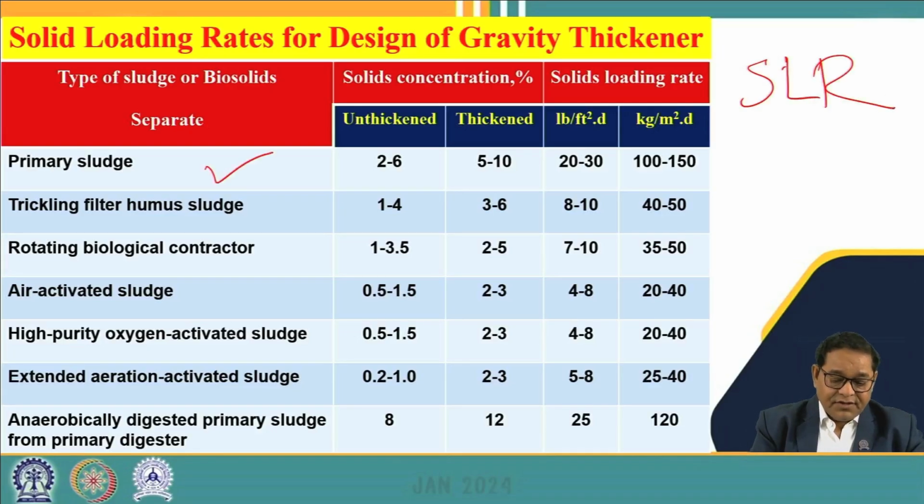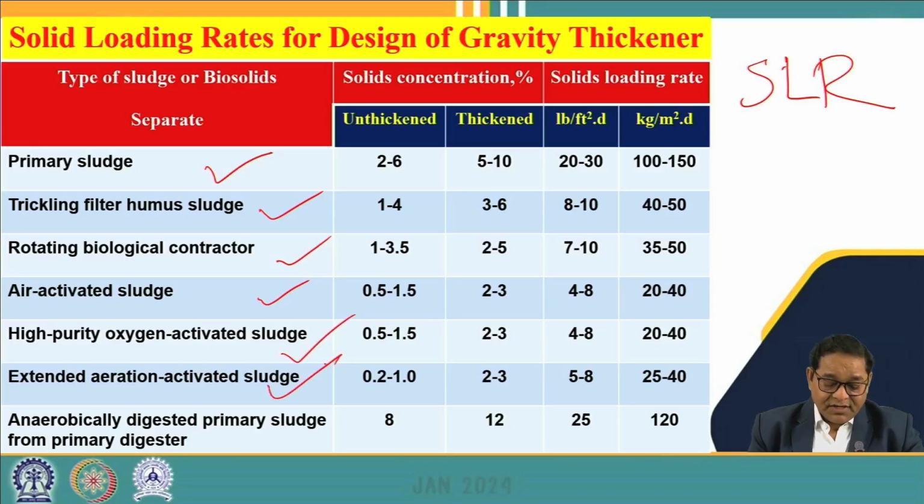If we see, this column tells different types of sludge, like the primary sludge, trickling filter sludge, RBC (rotating biological contactor) sludge, then activated sludge, then high purity oxygen activated sludge, then extended aeration process sludge, then anaerobically digested sludge.